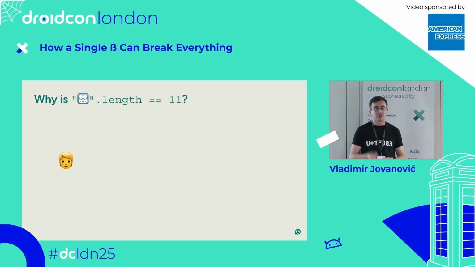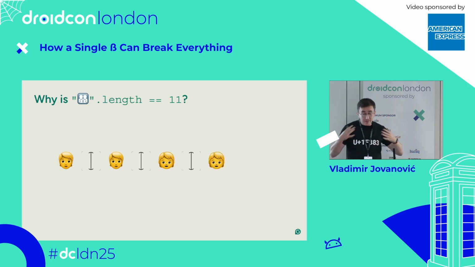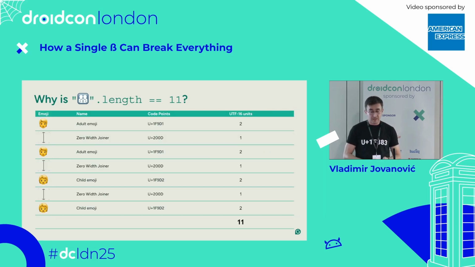We start with an adult emoji. It takes 2 UTF-16 units because it's in the astral plane. Then we have something called a zero-width joiner, which is basically Unicode's way of saying stick the next thing to the previous thing. Then another adult emoji, a child emoji, joiner, then child emoji, then another joiner, another child emoji. And all this together is presented to the user as a single family emoji. So what looks like one emoji to your users is actually 7 separate Unicode code points: adult, joiner, adult, joiner, child, joiner, child. And that's why length returns 11 UTF-16 code units.